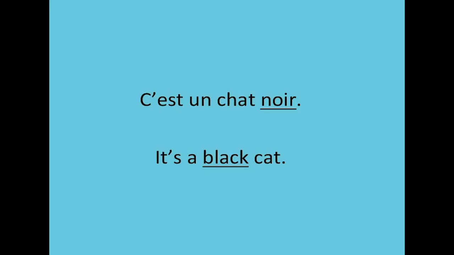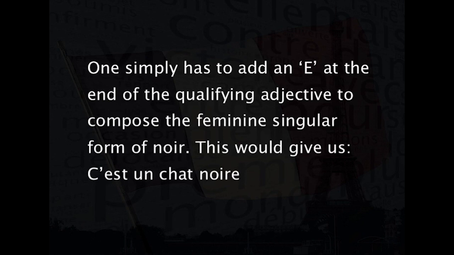Let us examine another adjective. This time I am going to show you something slightly different. Let's consider the following sentence. C'est un chat noir. This sentence translates as it is a black cat. In this sentence, noir is the adjective that is linked to the noun, which is chat. If we go by the same rule as above, one simply has to add an E at the end of the qualifying adjective to compose the feminine singular form of noir. This would give us c'est un chat noire.